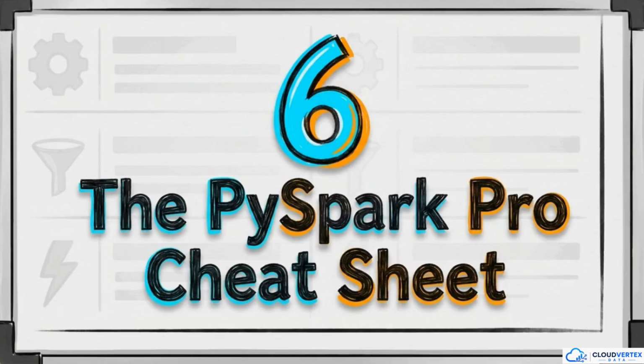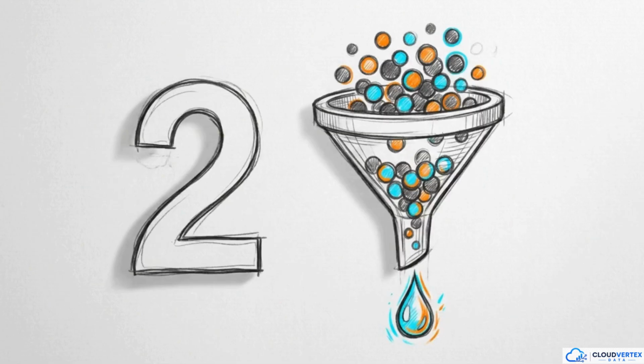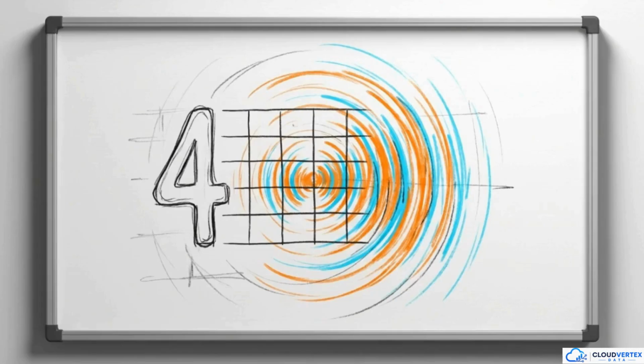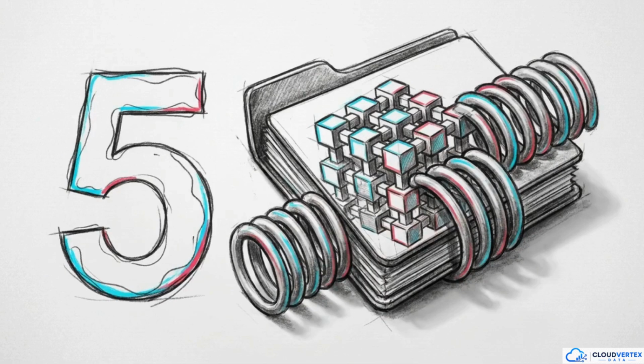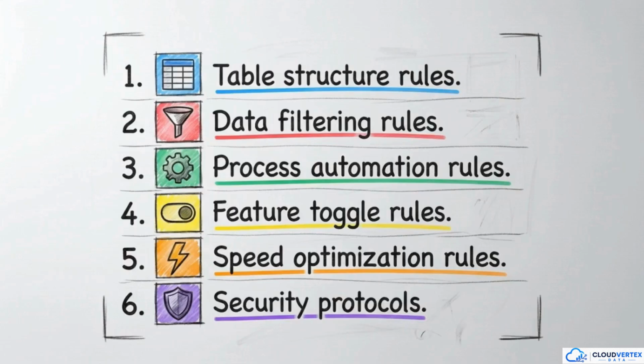This optimization sequence reduces to 6 core rules. Use DataFrames instead of RDDs. Filter data as early as possible. Prefer native functions over custom UDFs. Broadcast your small joins. Output in Parquet with snappy compression. And enable adaptive query execution. Screenshot this list for your next deployment.